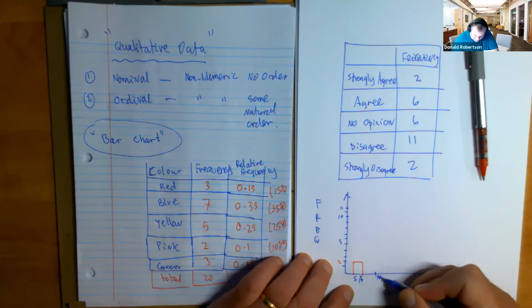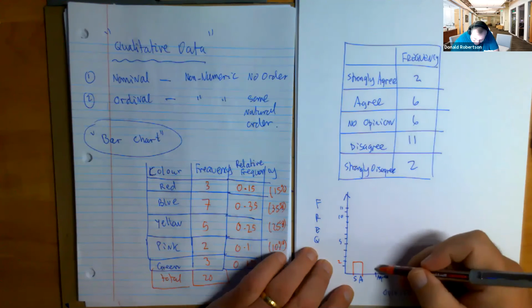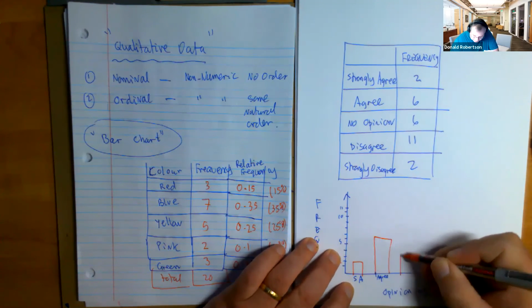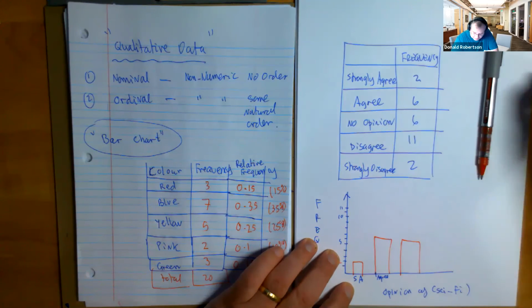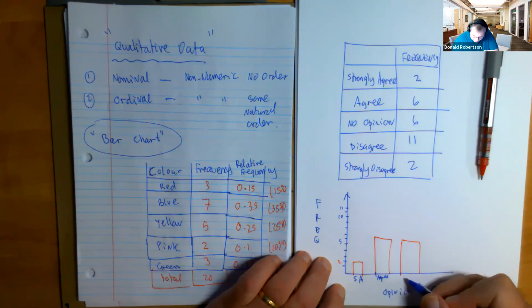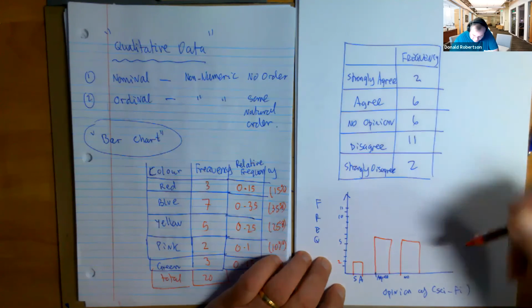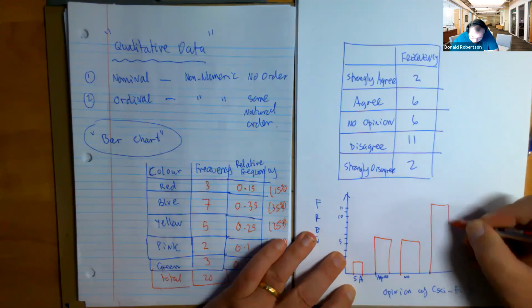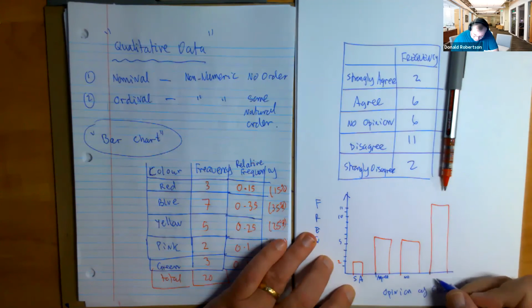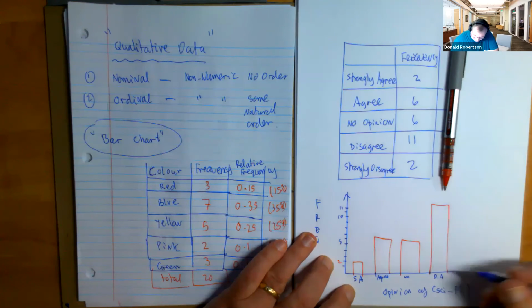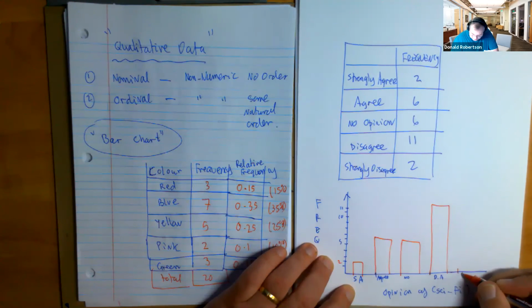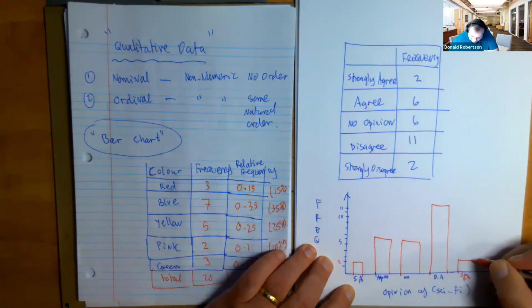How many agree? Oh, a little bit more, 6. And next one's exactly the same, 6. So that's no opinion. Then we have disagree, which climbs all the way up to 11. And then finally, we have strongly disagree, and that climbs up to 2.